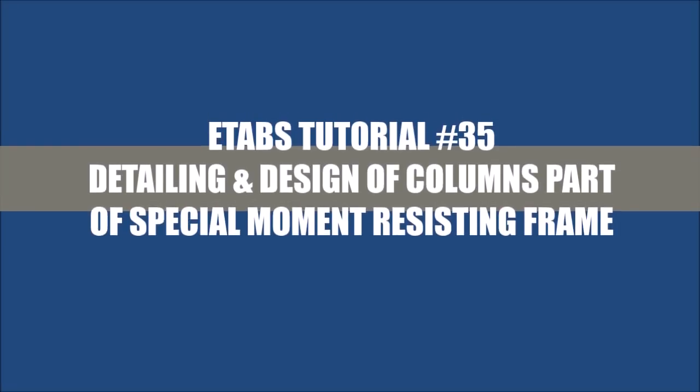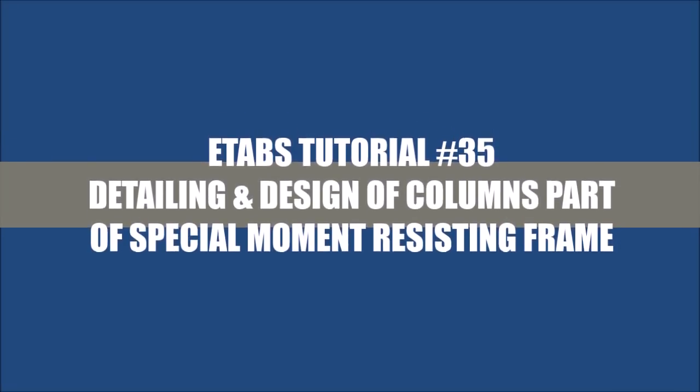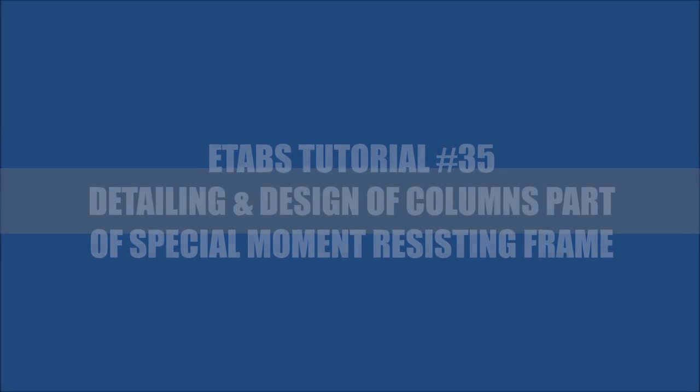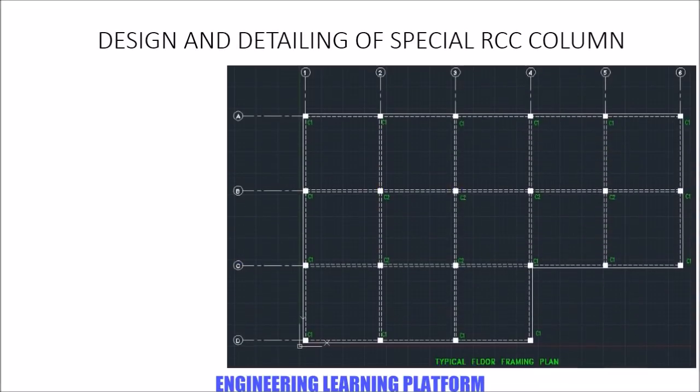In this video, I am going to show you the complete detailing and design of columns, which is a part of special moment resisting frame. The given framing conditions are shown. C1 are exterior columns and C2 are interior columns. The FC prime and FY is 4 and 60 respectively.